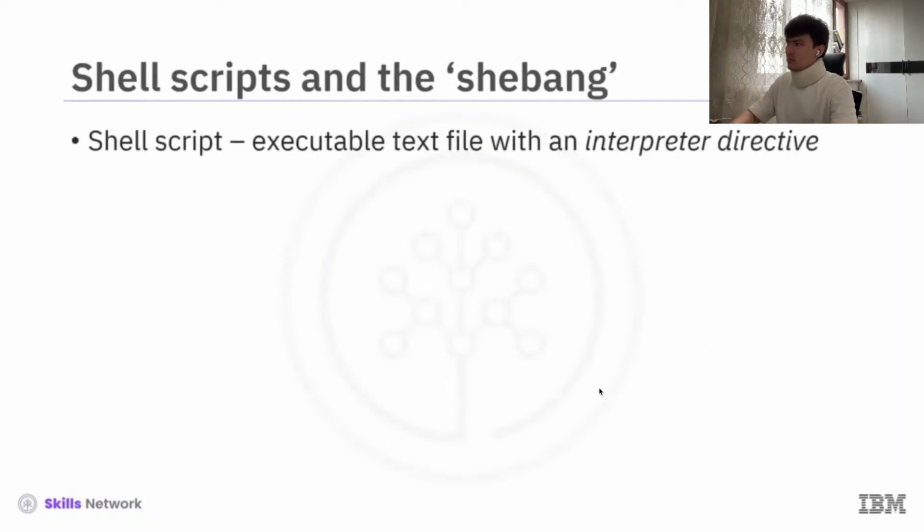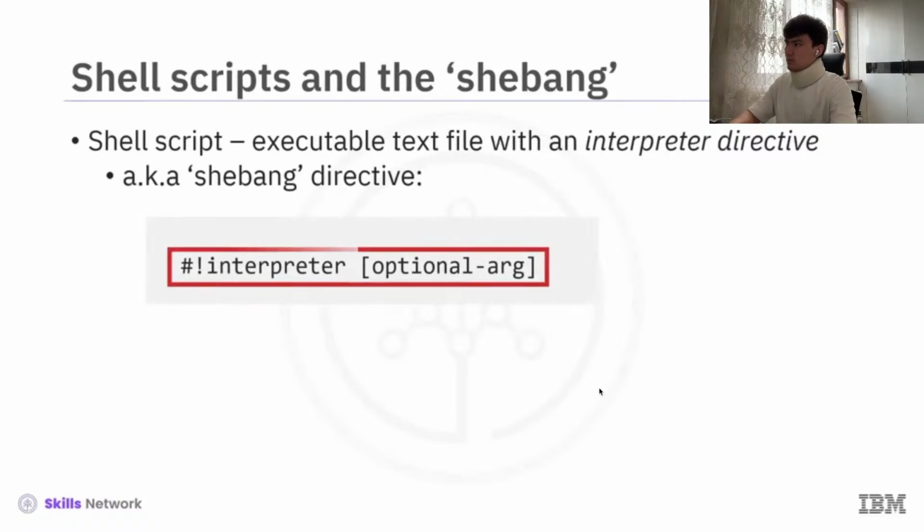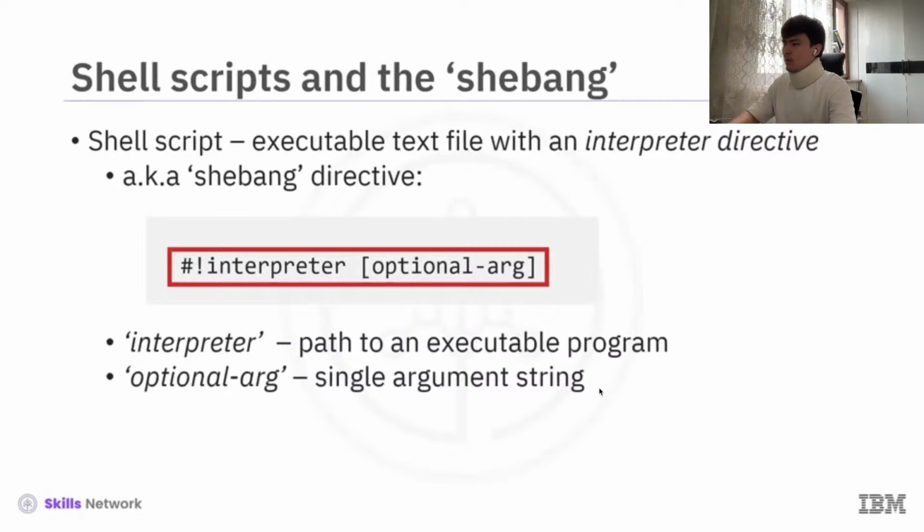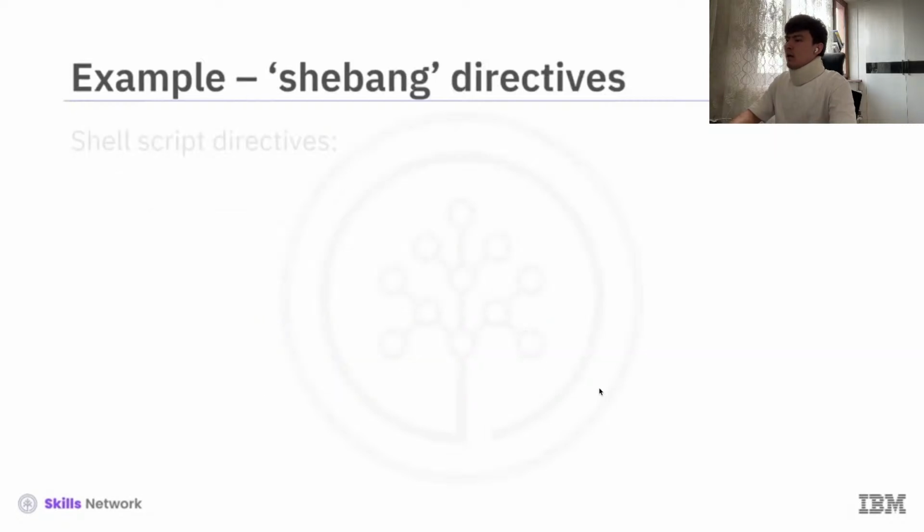A shell script is an executable text file in which the first line usually has the form of an interpreter directive. The interpreter directive is also known as a shebang directive, which has the following form: #! interpreter plus an optional argument. Interpreter is an absolute path to an executable program, and the optional argument is a string representing a single argument. Shell scripts are scripts that invoke a shell program.